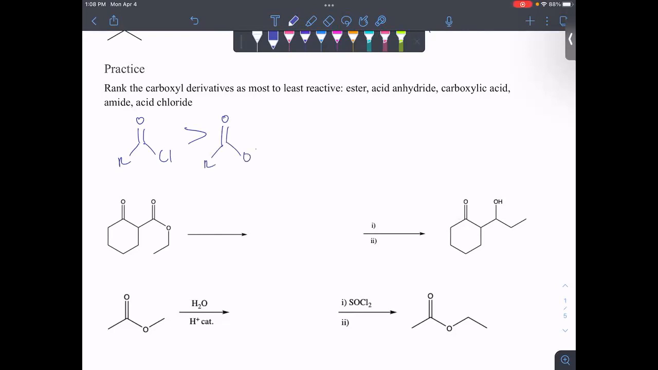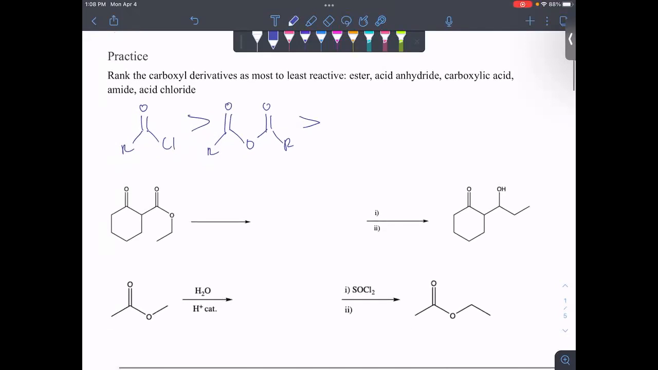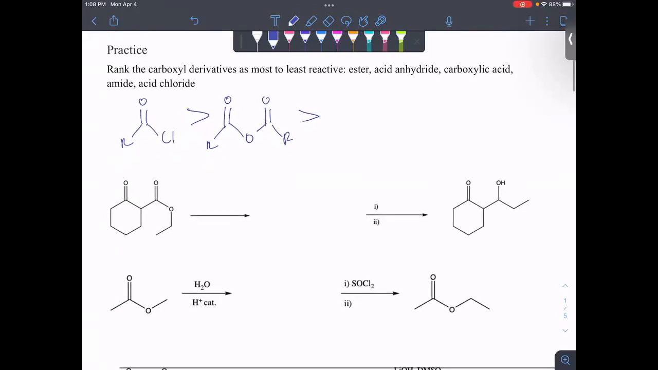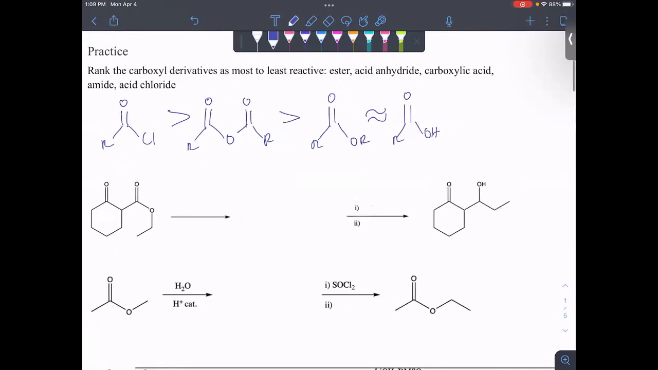Because remember, these are ranked based on the goodness of their leaving group. So the chloride has the best leaving group. The chloride ion's pretty good. And then you have this carboxylate ion for the anhydride as the leaving group, which is pretty stable. Then what's next? The ester? Yeah, ester and carboxylic acids are about the same. And then that just leaves amide because the NH2 group is not a good leaving group.